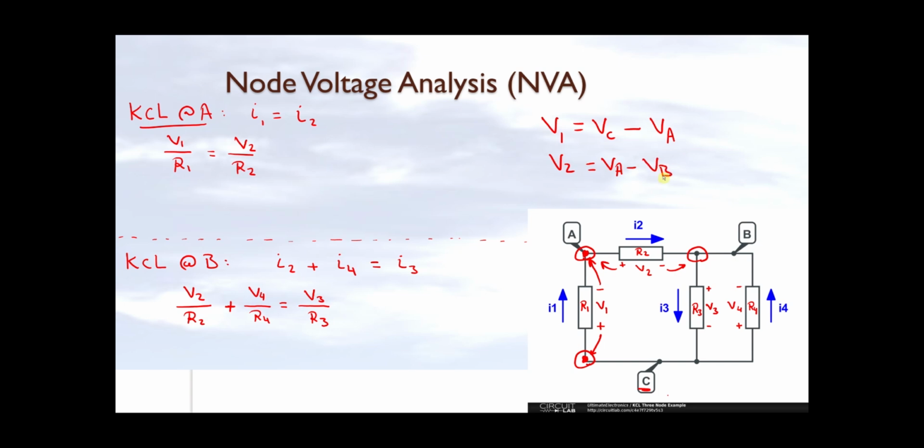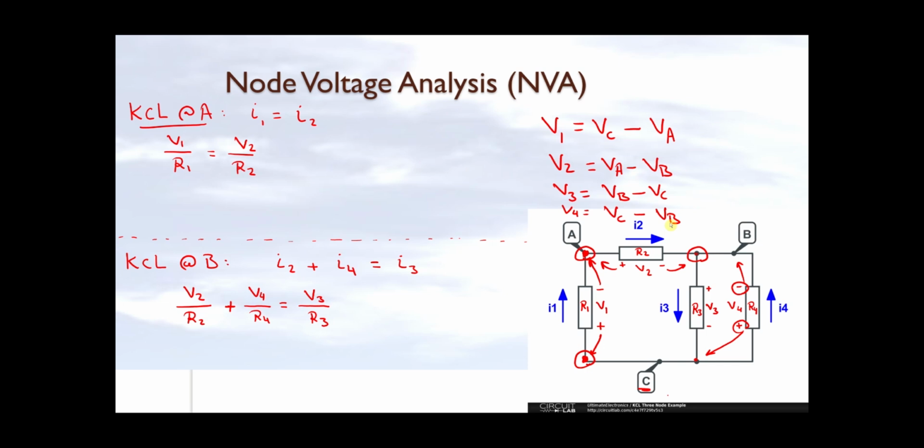If you look at V3, R3 is between two nodes, node B and node C, so V3 can be written as VB minus VC. And finally, V4 is connected between the same two nodes, B and C. But now the plus is associated with node C, so this is VC minus VB, since the minus is associated with node B. Now, those node voltages are relative to one reference point.